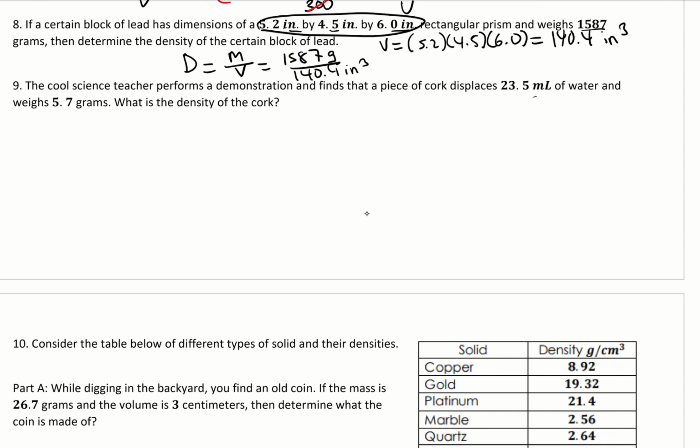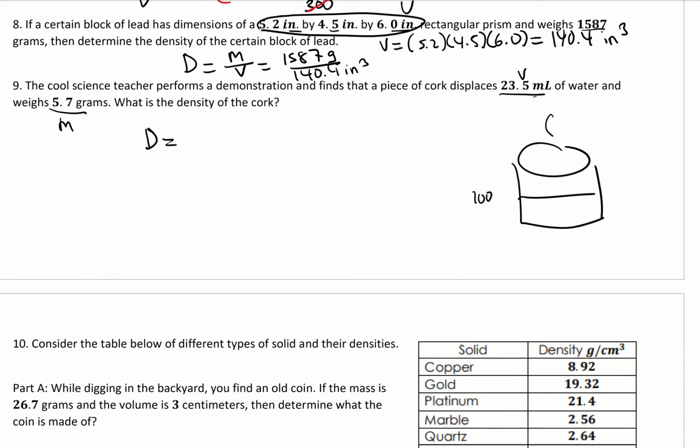Number 9, the cool science teacher performs a demonstration and finds that a piece of cork displaces that much water, so that's our volume, and weighs that much, that's our mass. Find the density. So basically what happens is that you have a thing of water, essentially. Let's say this is at 100, and you put the cork in, a cork for, I guess, a wine bottle or something. You put it in, and then the water gets displaced. The water level is now up here at 123.5 milliliters.